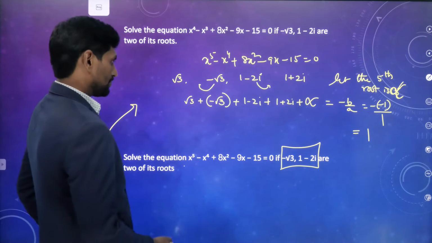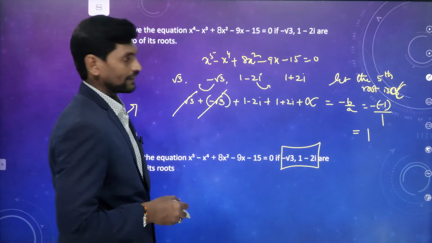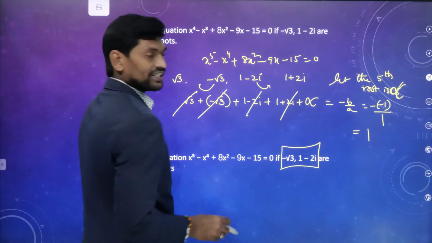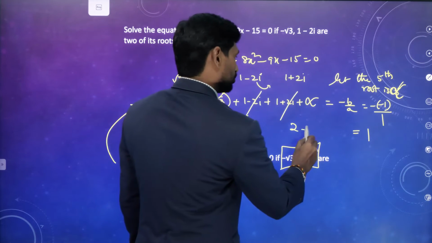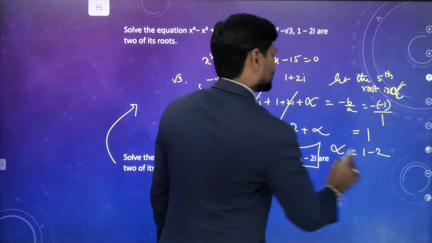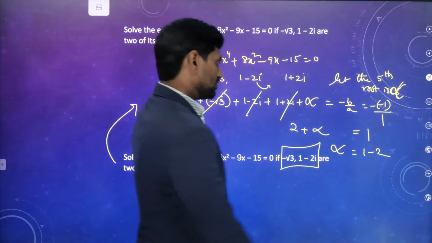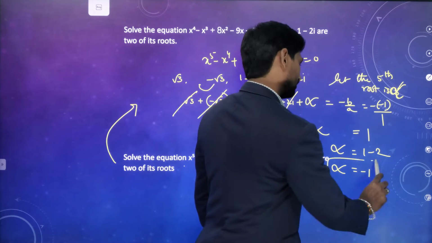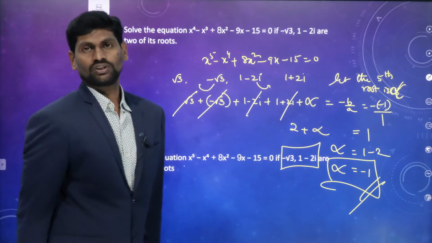So let us check the LHS parts. Plus root 3 minus root 3 cancel. Minus 2i plus 2i cancel. Here 1 plus 1, 2. So 2 plus alpha is equal to 1. Alpha is equal to 1 minus 2, plus 2 transpose that side. So what is alpha value? Minus 1. This is the fifth root.